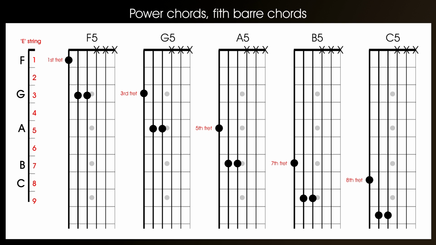So, by learning the names of the notes on the bottom E string, you'll be learning all the 5th chords that can relate to those notes. And I'm sure you'll agree that's very powerful. Let's see and hear that for the main notes up to the 8th fret.